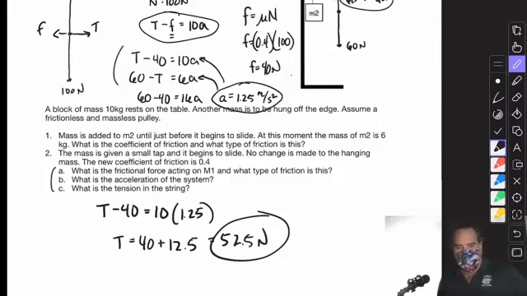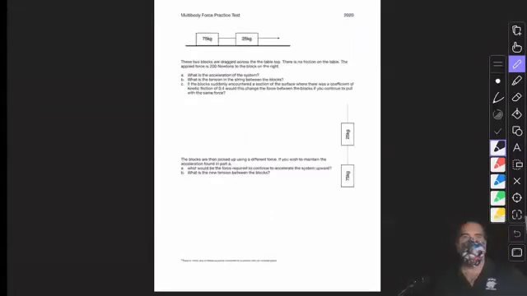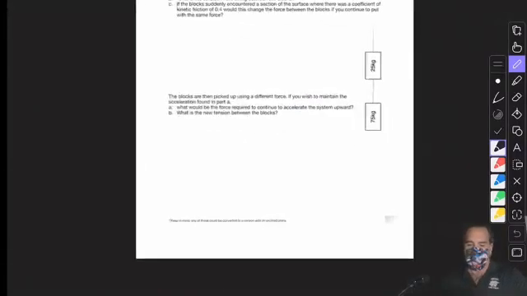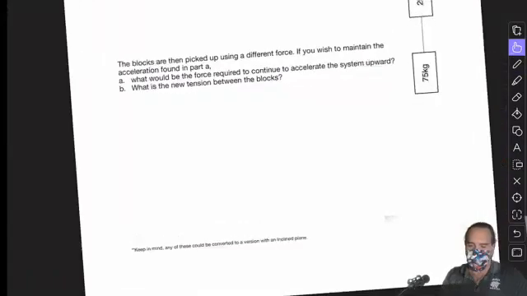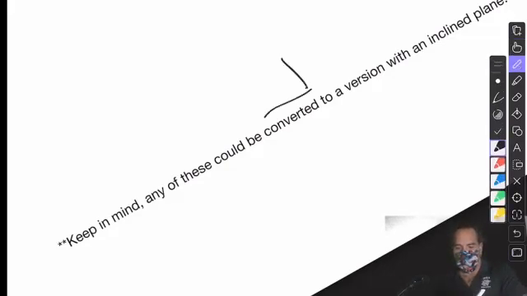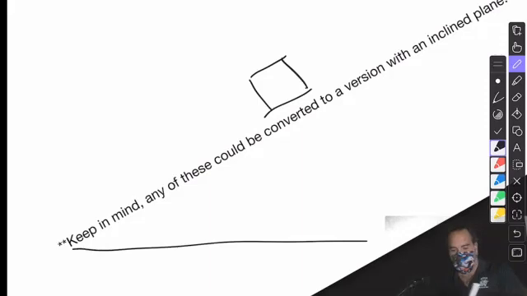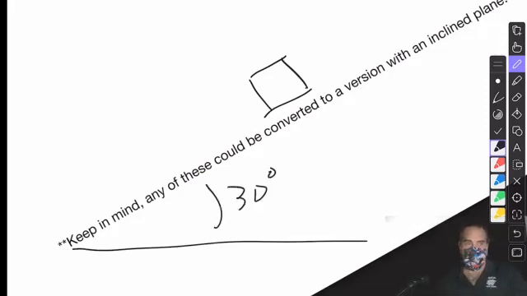All right, so I'm going to go to the next problem. I do want to call your attention to this disclaimer down here at the bottom that I put out there. Did you read the disclaimer? Just because your practice test didn't have an inclined plane doesn't mean I can't provide one on the test. Okay? I just didn't have one on this practice test.